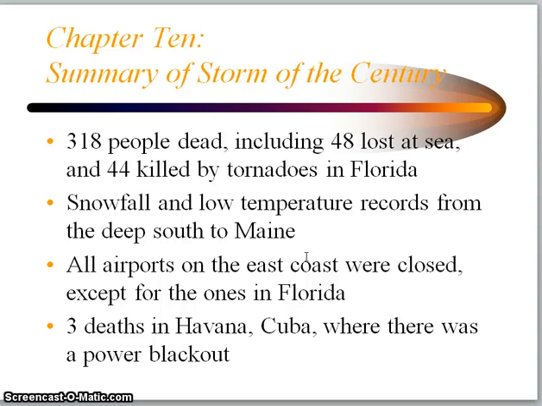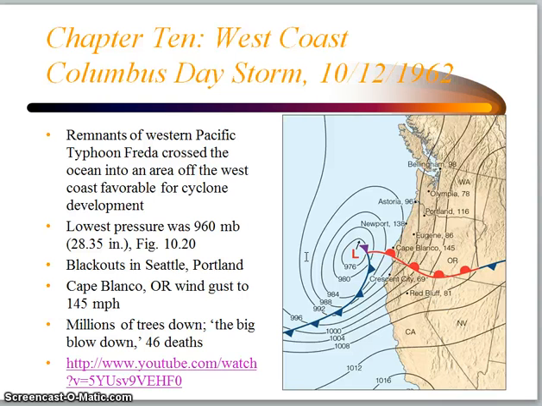48 people were lost at sea. 44 people were killed by tornadoes in Florida. Snowfall and temperature records were toppled all the way from the deep south up to northern New England. All airports on the East Coast were closed except for the ones in Florida. There were even 3 deaths in Havana, Cuba, where the cold front went through and caused a power blackout, which is really quite extraordinary. Now, let's switch to the West Coast, because we're not immune.